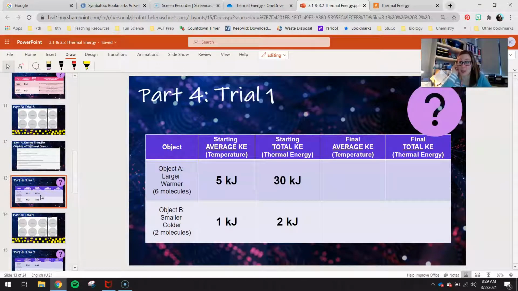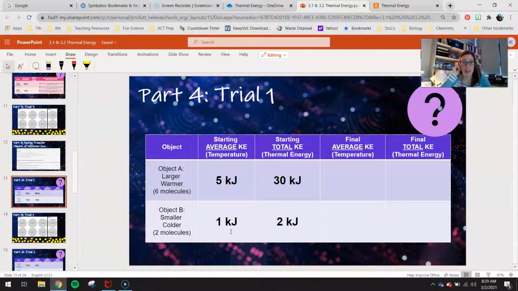We have this set up just the same, where you guys have this data table ready for you. I've given you both your starting average kinetic energy. So that's what you guys started off with, similar to the last one. I think these are the same numbers for trial three as well. So if you guys want to go up and use that same model as trial three, you're more than welcome to.